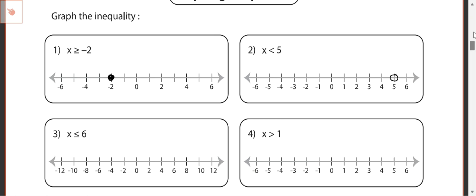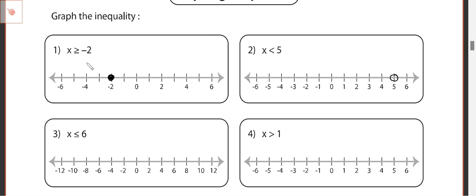Can you tell me why do you think I've done that? The circle represents that it's not equal, and then the filled in represents that it could be equal. And does that make sense? If it's filled in, it means you're allowed that number. If it's not filled in, it means you go up to that number, but you're not allowed that number.